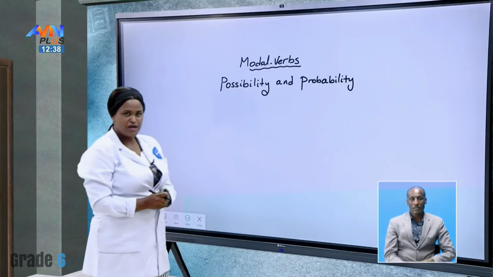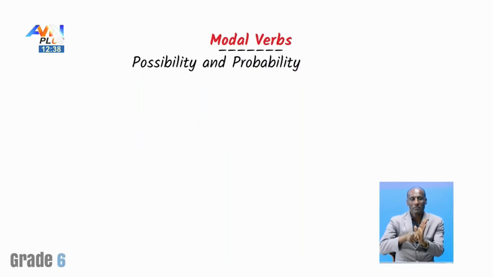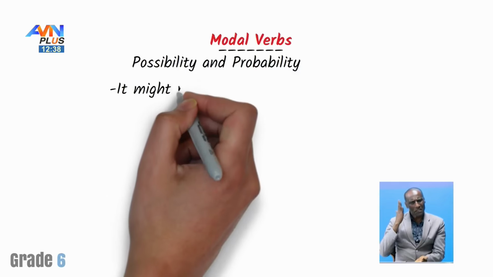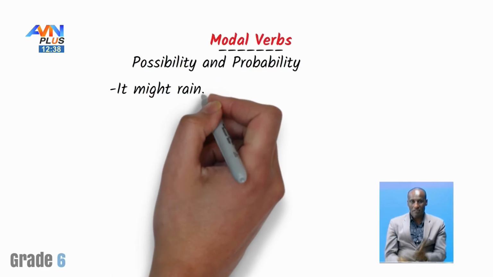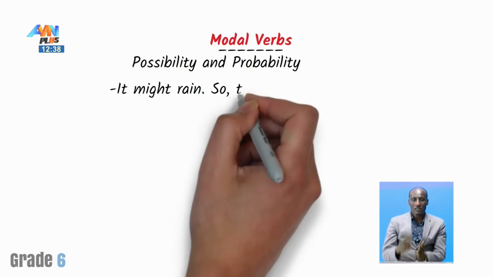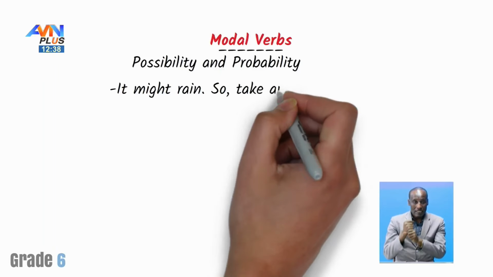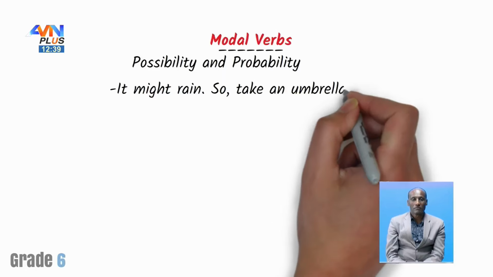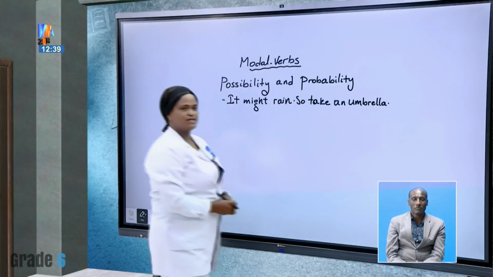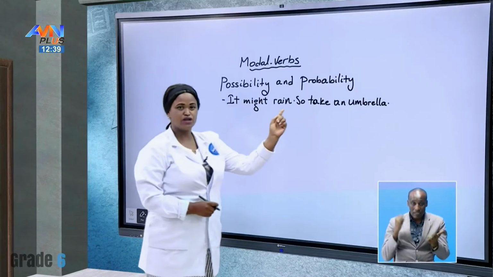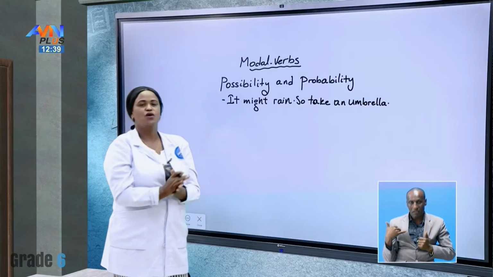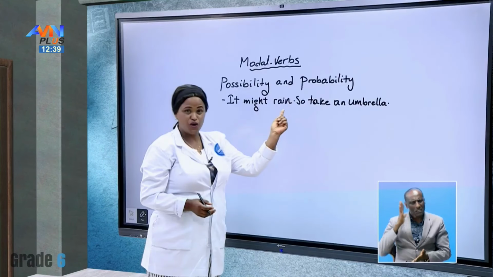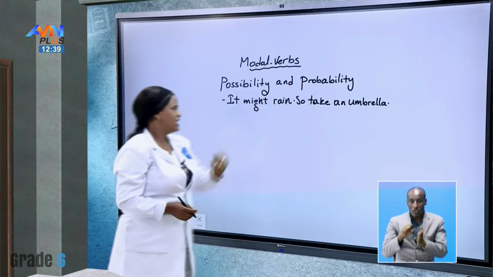Let us see some examples. It might rain. So take an umbrella. Look at this sentence. It might rain. Now we are talking about something which we believe or which there is a possibility in the future, right? It might rain, so take an umbrella. Let's see another one.